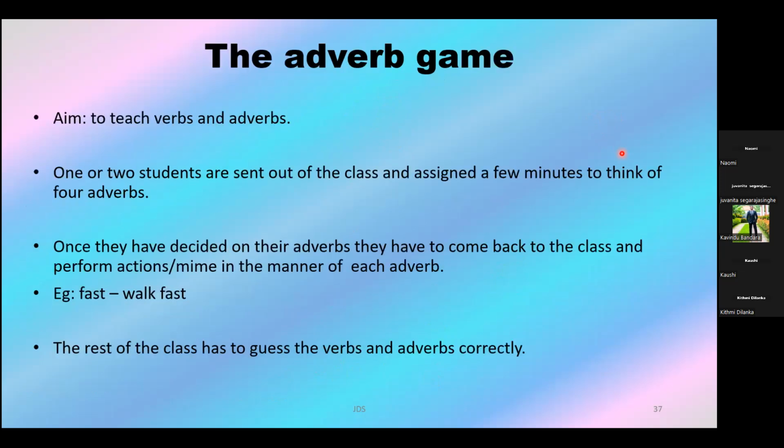Then you have another game known as the adverb game. One more classroom activity to teach grammar. So the earlier one was nouns and adjectives. Here it's adverbs. We are focusing on how to teach adverbs.